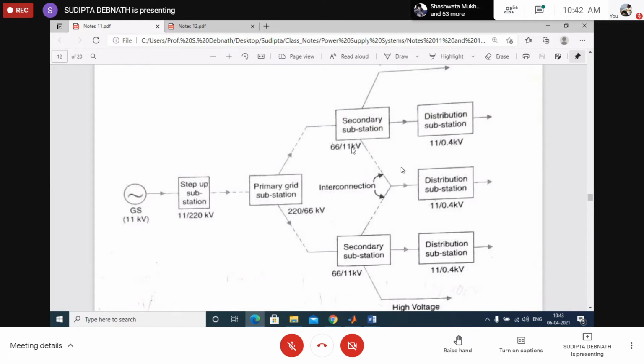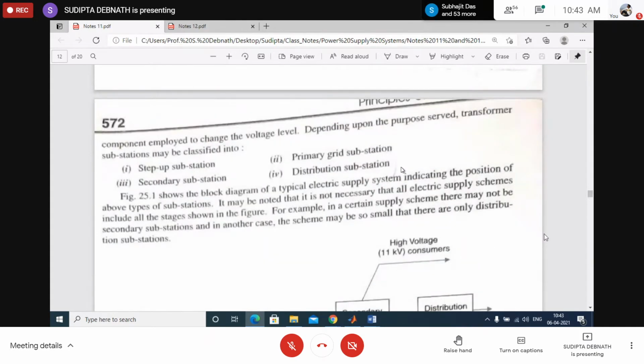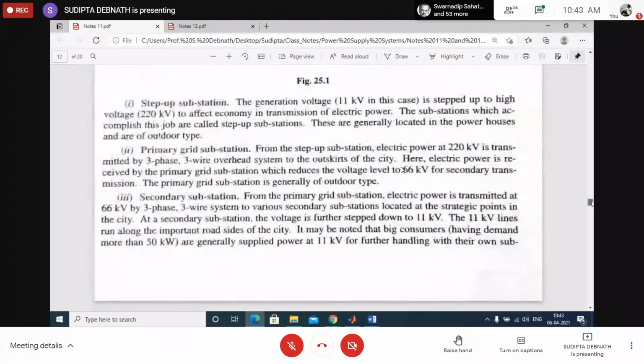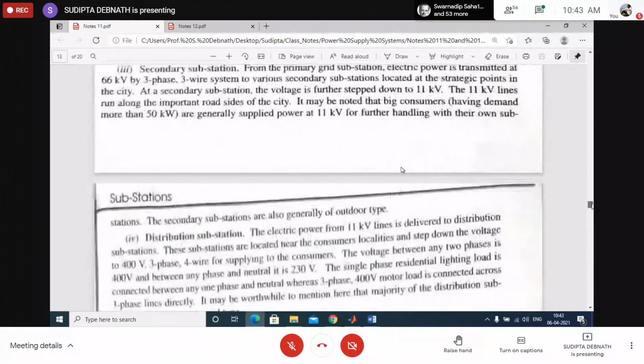I have told you, some consumers requiring power greater than 50 kilowatt are supplied directly from 11 kV lines. So from here starts the primary distribution. And in the distribution substation, the voltage is again dropped from 11 kV to 400 volts. So this is based on the power supply scheme. You go through this one, because all these four substations are written here. You will find nothing new; it is completely similar to what we discussed in the first class.